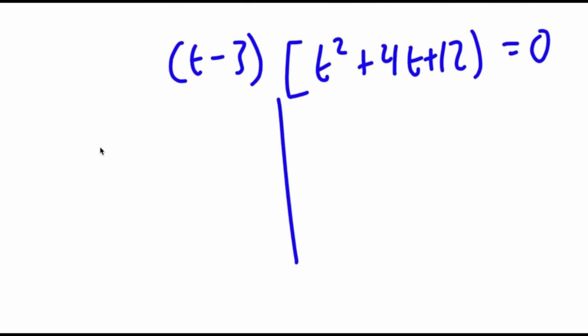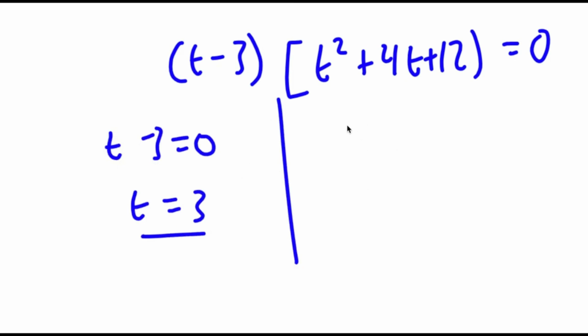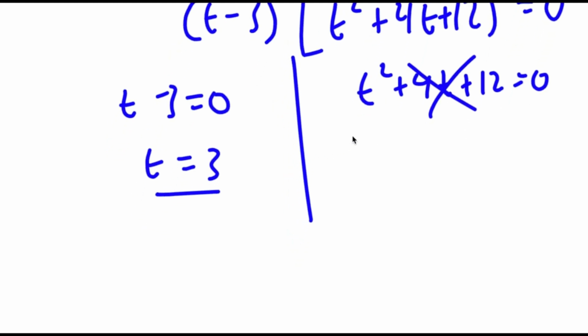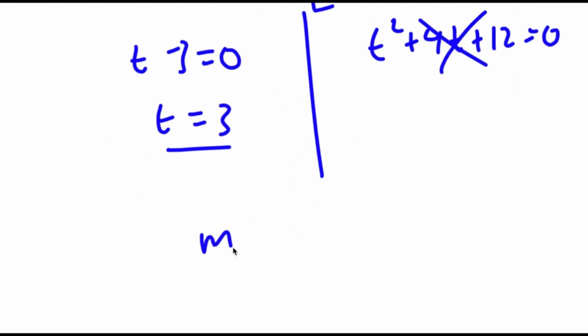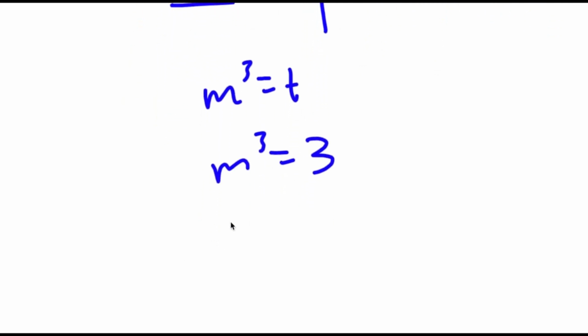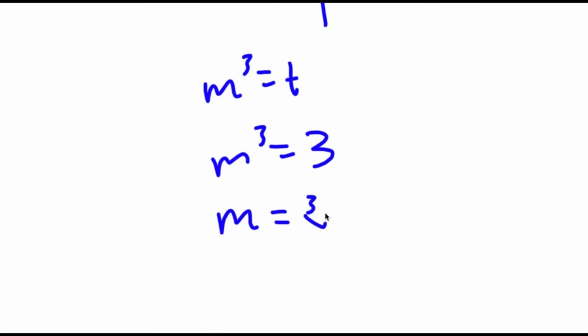So now this gives me two equations. I have t minus 3 is equal to 0, meaning t is 3, and t squared plus 4t plus 12 is equal to 0, and this is actually going to result in no solutions. So t equals 3 is my only value. And remember how we set m to the power of 3 equal to t. So if m to the power of 3 is equal to 3, this means that m is equal to the cube root of 3.